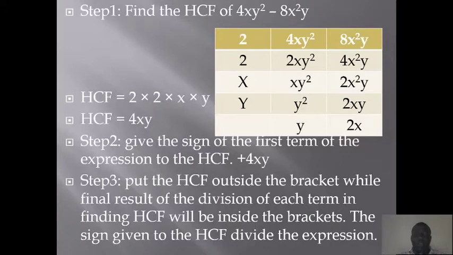So therefore, you put the HCF outside the bracket, then you open the bracket. The final result of the first term should be put in the bracket. Then the sign obtained by the second term should be put in between. Then the final result of the second term should be put at the end before you close the bracket. So let's look at what I did here.